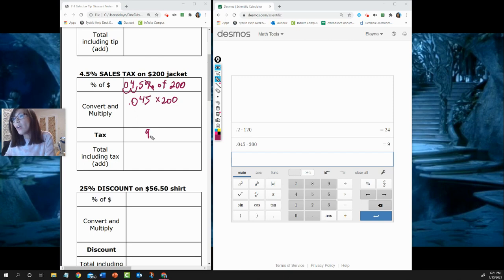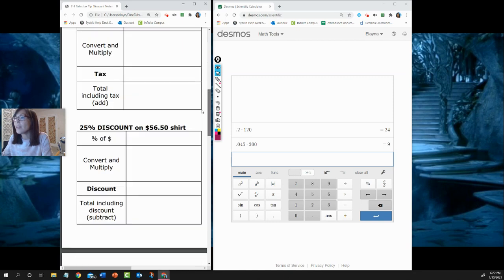We often want to know not only what is the sales tax, but how much are we going to pay in total. We're going to pay the $200 for our jacket plus the $9. So the total amount that we are paying the store is $209. Let's look at the last situation.